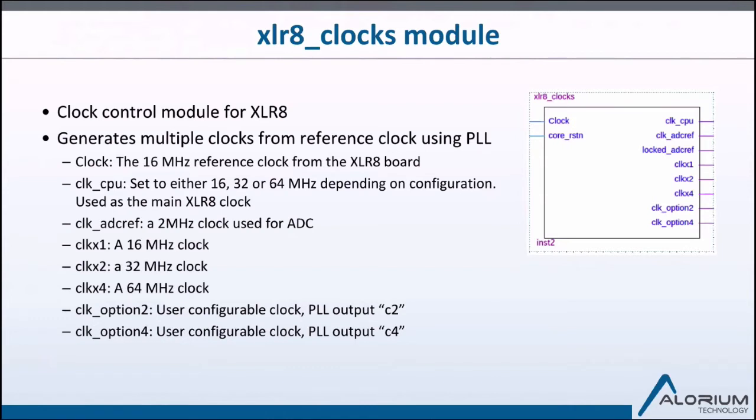We also export the clocks that are coming directly out of the PLL for use in other logic. The clock ADC ref is the 2 megahertz clock used for ADC. We export the 16, 32, and 64 megahertz clocks, as well as clock option 2 and clock option 4, which correspond to the C2 and C4 outputs of the PLL. These clocks are then used as custom clocks in the OpenXLR8 module. These are the ones that we'll be modifying for use within there.